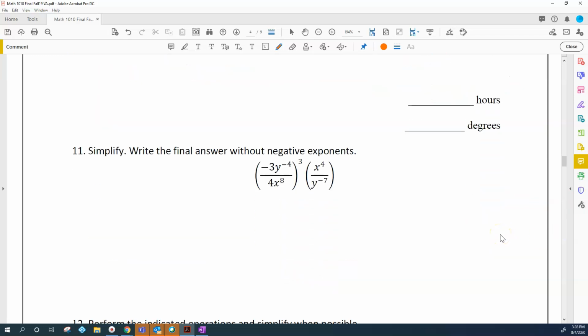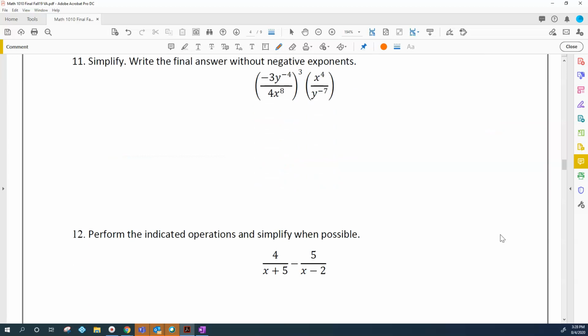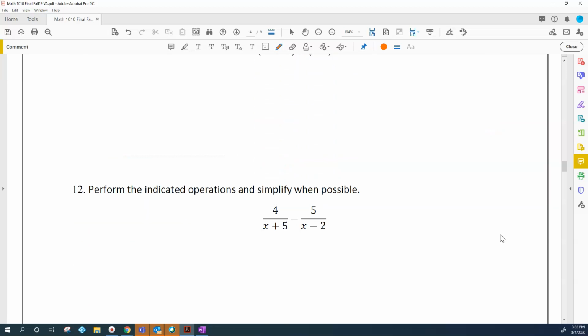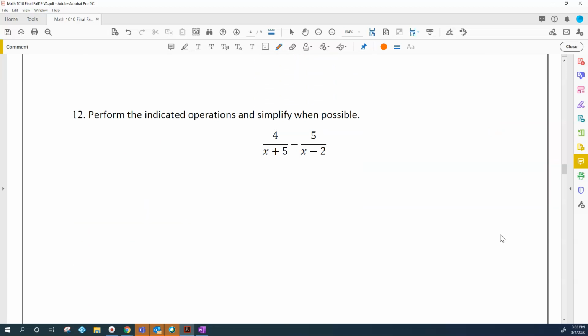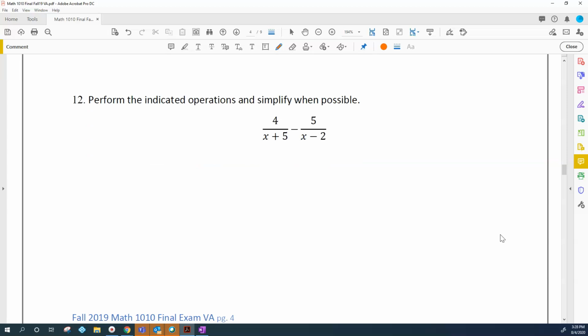All right, and I think I'm going to skip number 11 also there, because there's just some other ones that I think are more difficult that I want to get to. All right, what about one like this?